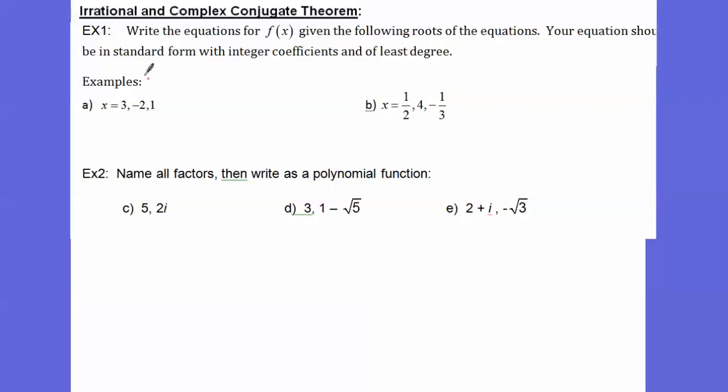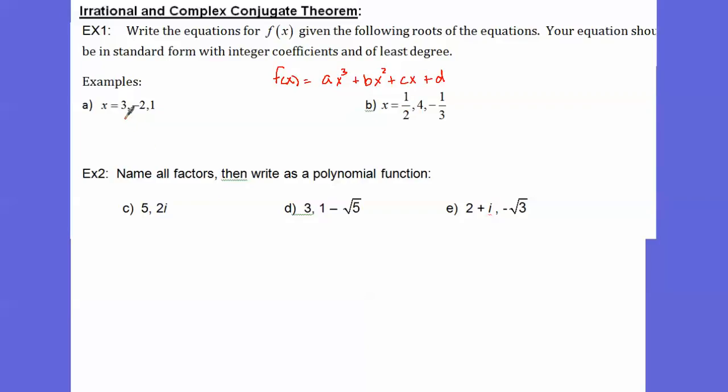So, what we are told here is to write equations for f of x given the following roots and equations. Your equation should be in standard form with integers and coefficients of least degree. What this means is we want to write a function. Maybe we call it f of x. And we want it to be in ax cubed perhaps, plus bx squared, plus cx plus d. We want the powers to be descending, and we want the terms to be in order. It kind of means the same thing.